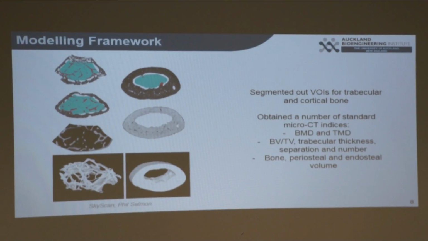So once the scanning was done, I then sat down and segmented out the volumes of interest for trabecular and cortical bone, resulting in models that look like that, and also obtained a number of standard micro-CT indices: bone mineral density for trabecular bone and tissue mineral density for cortical bone, and those are from micro-CT phantoms, and also standard indices for trabecular bone, percentage bone volume, trabecular thickness, separation and number, and for cortical bone, periosteal and endosteal volume.